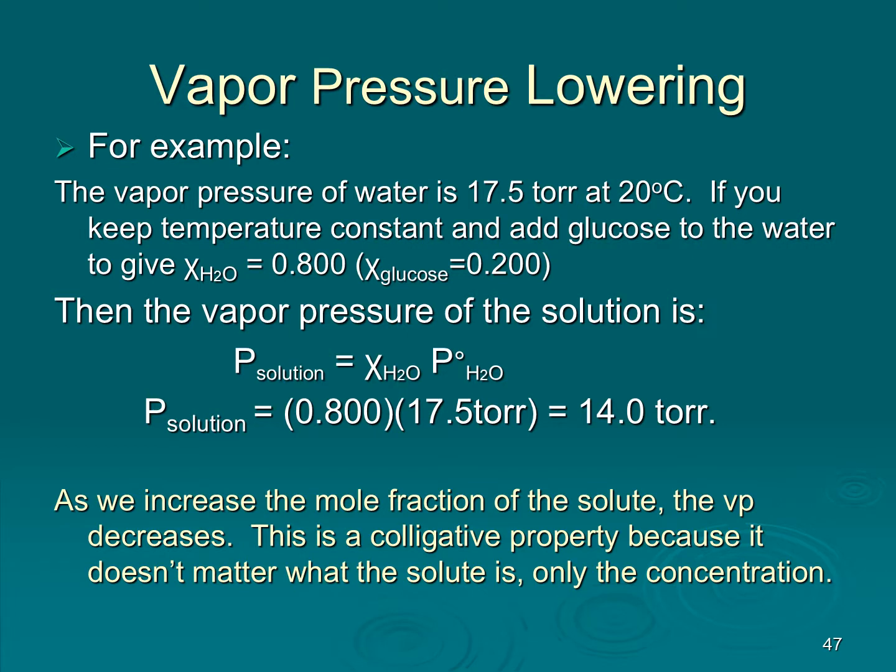Okay, so for example, let's say the vapor pressure of pure water at 20 degrees Celsius is 17.5 torr. Now, if you keep the temperature constant and you add glucose to the water, again, because of vapor pressure lowering, the vapor pressure of this solution should be lower than 17.5. So in the problem, they're telling you that the mole fraction of glucose is 0.2. So that means that the mole fraction of water is 0.8. So the vapor pressure of the solution is just 0.8 times the 17.5, which gives you 14 torr is the vapor pressure of the solution.